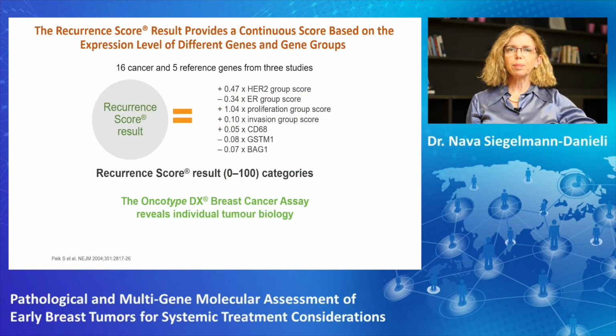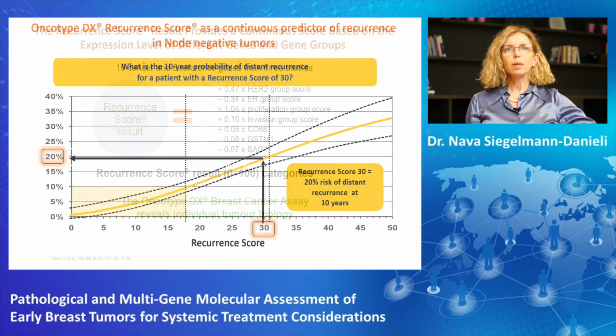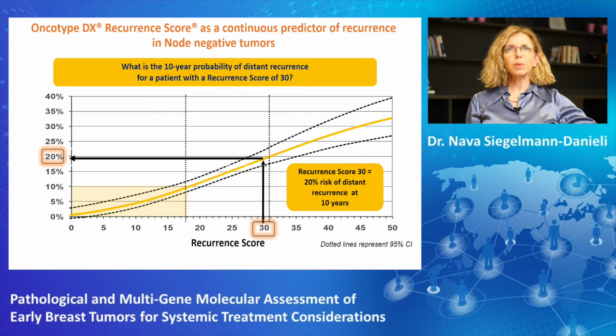So the Oncotype actually uses an equation that gives you a number called the recurrence score. The recurrence score number is between 0 and 100. And there are several groups of genes that you can see here, and they're all multiplied by a certain number, which gives you the number. So this is the recurrence score, and we see it's a continuous predictor of recurrence.